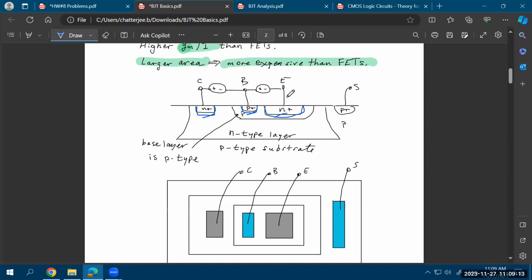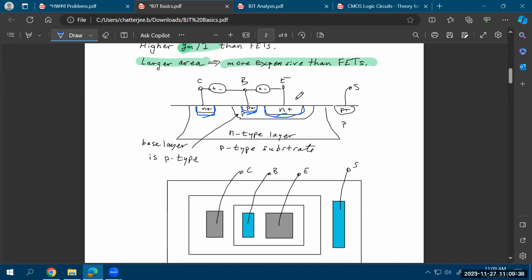So again, emitters are very similar to source. Remember that in NMOS transistors, your source is an N plus region, or your source is basically an N-type material. Similarly, here your emitter is an N-type material. So this NPN BJT will be very similar to your NMOS transistors. Similarly, a PNP BJT will be very similar to your PMOS transistors.